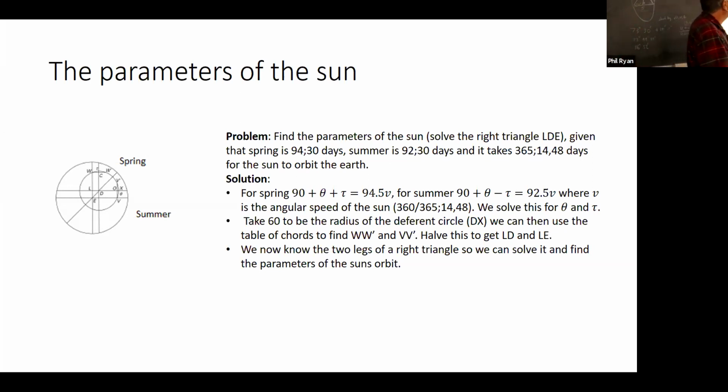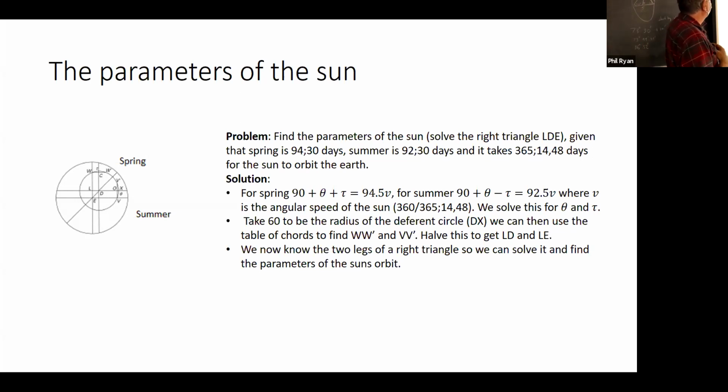And we can figure that out, right? Because it travels 360 degrees in a year. So that's 360 divided by that. It's like 59 minutes and 8 seconds per day, or something like that. And for summer, in summer, it also goes 90 degrees. It does theta, but it's cut off by tau. So we've got two simultaneous equations with two unknowns, and you can solve for that, and you can find out then what these arc lengths are.